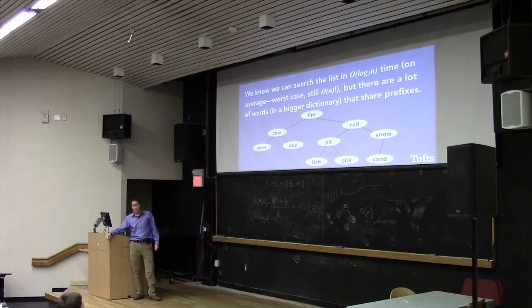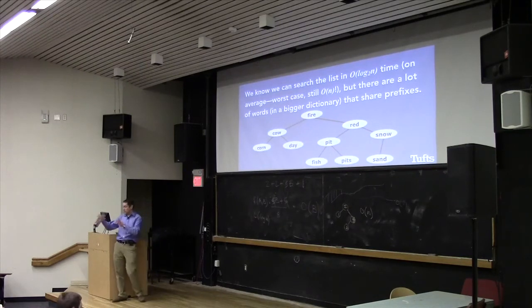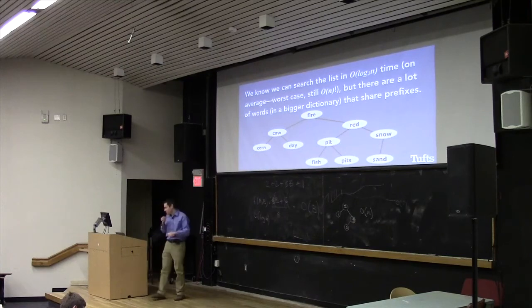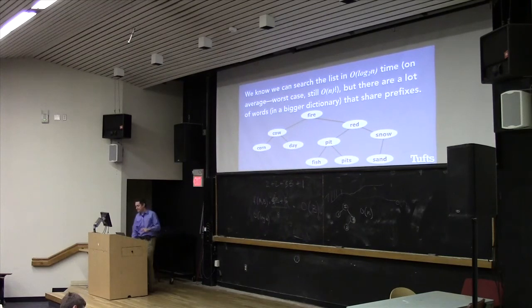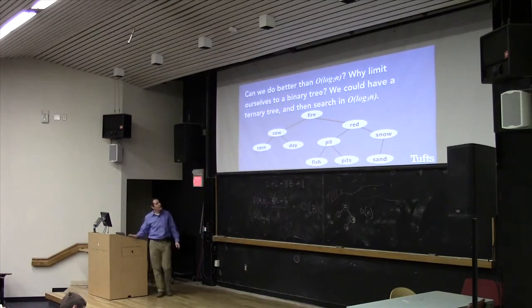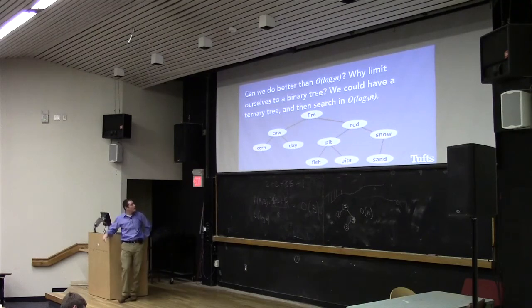So we can search this tree in order log 2n on average. Worst case, we already said it's order n, not for the balanced one though. But there are a lot of words. In a bigger dictionary, there are a lot of these words that actually share what we call prefixes. And the prefix is just the first part of the word. Lots of words share those things. We already mentioned those. Can we do better than log 2?